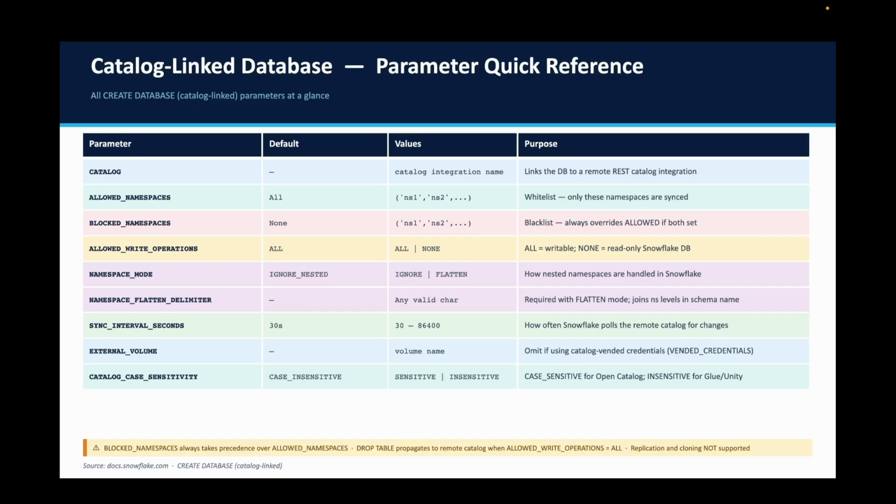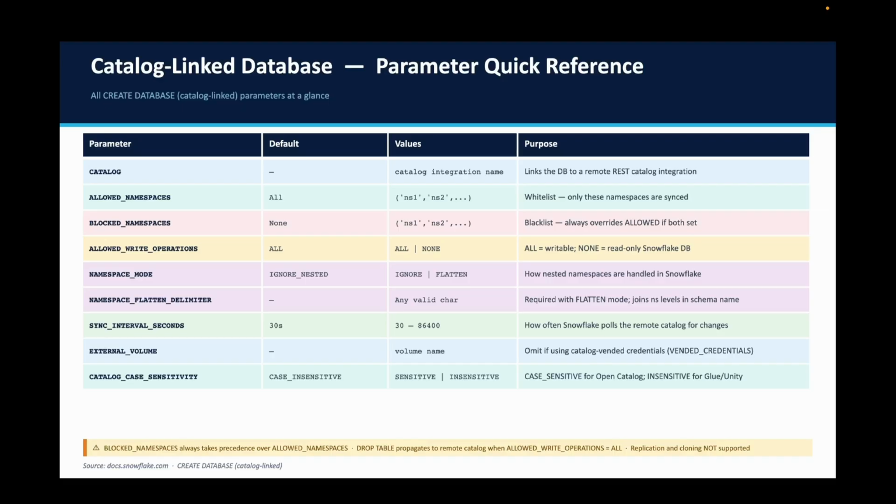Allowed namespaces, by default it will allow all the namespaces, but we can also specify only a few namespaces by providing the values. The purpose is to whitelist only the namespaces that are synced. Block namespaces, by default it is none, but you can also block namespaces by providing corresponding values in the block namespaces parameter, and the purpose is to blacklist some of the namespaces that we do not want to sync.